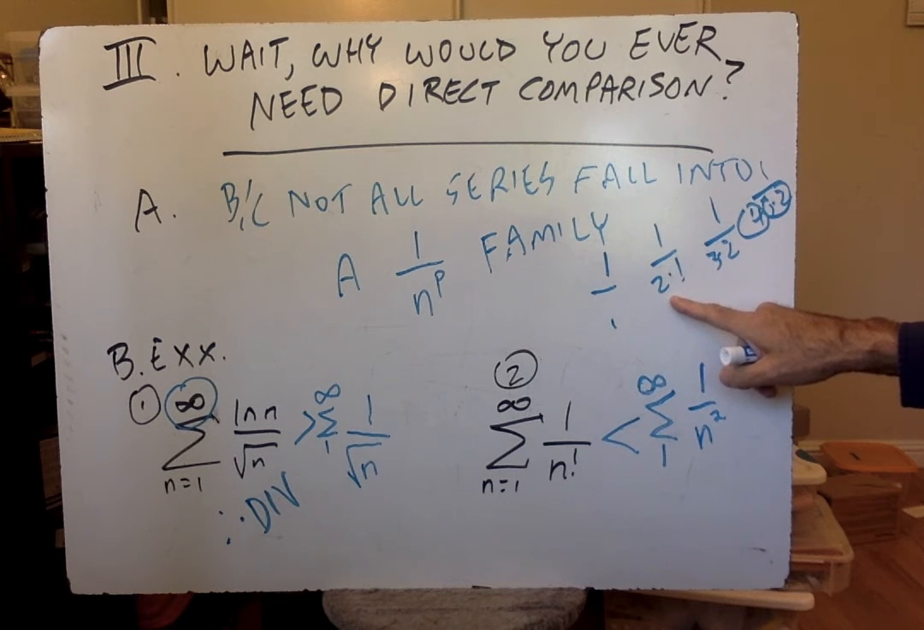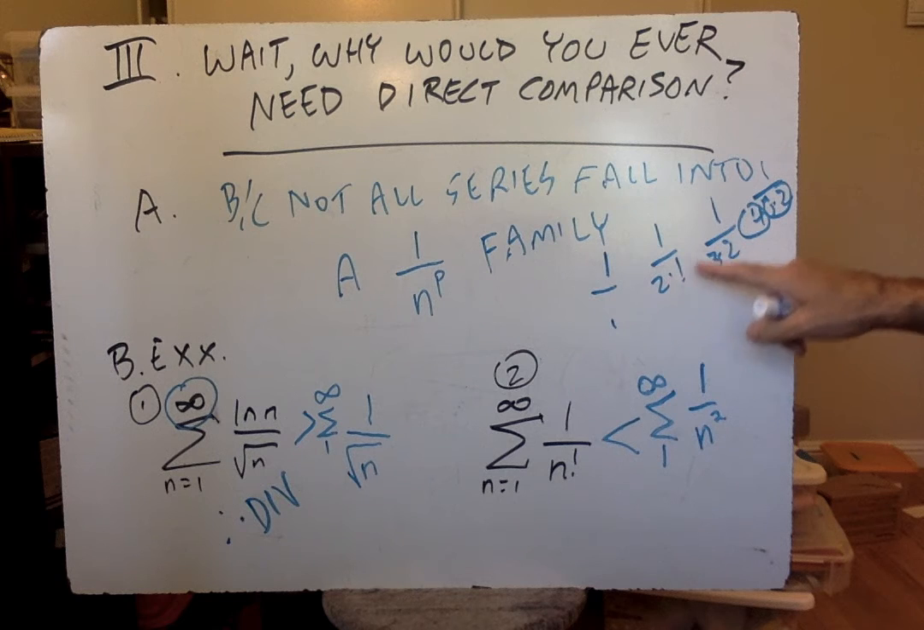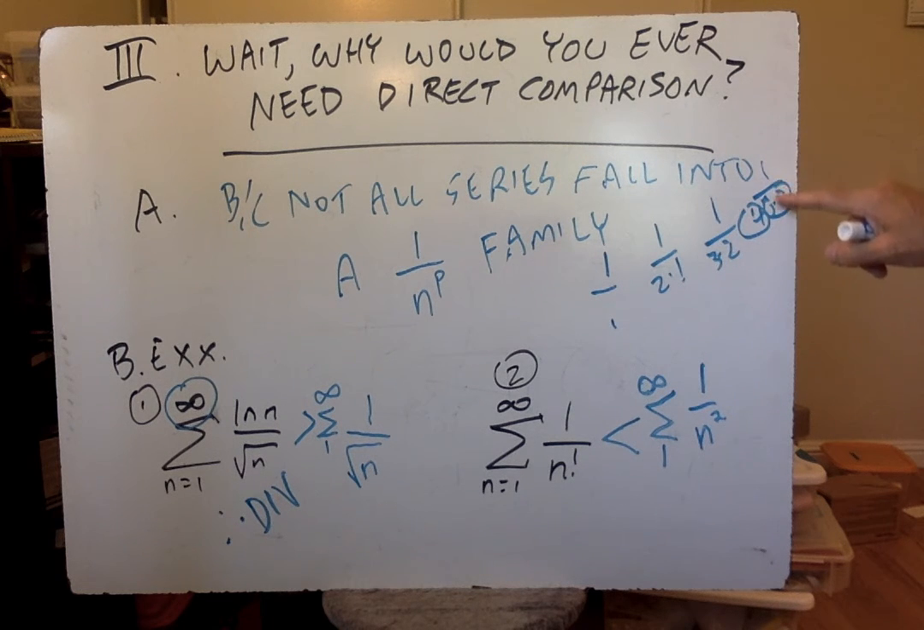Not here, not here, right? 1 over 2 is not smaller than 1 over 2 squared. This is not smaller than 1 over 3 squared, but this is smaller than 1 over 4 squared, right? 1 over 4 squared would be 1 over 4 times 4. This is 1 over 4 times 6. And if you look at successive terms, you'll see that will always hold. So it's pretty easy to convince yourself of this.